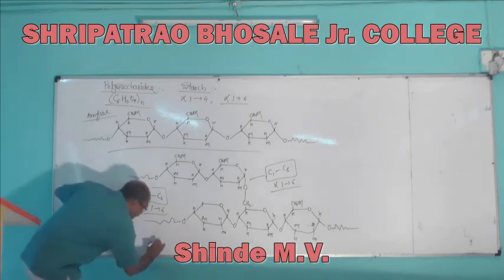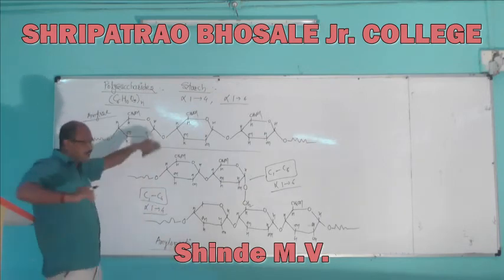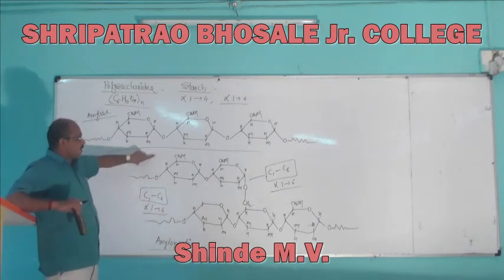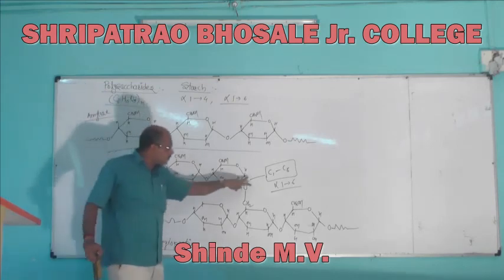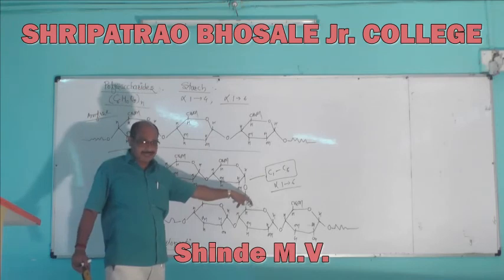Here in amylopectin, we are having the branches which are joined to each other by alpha 1 to 6 glycosidic linkage.